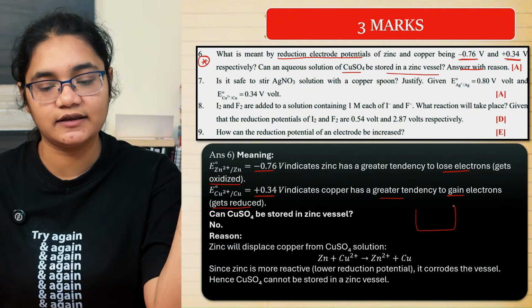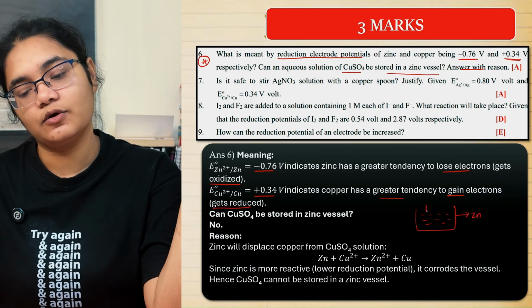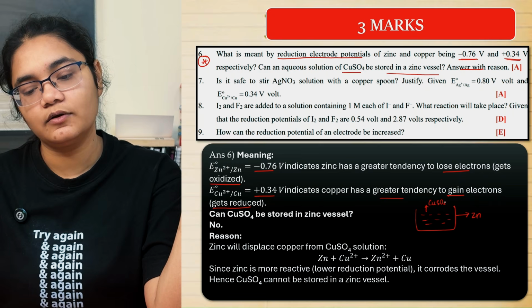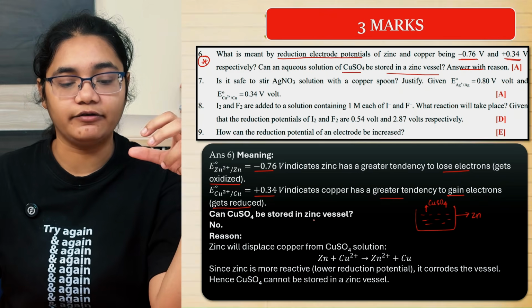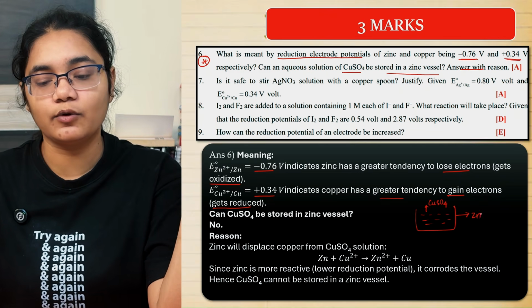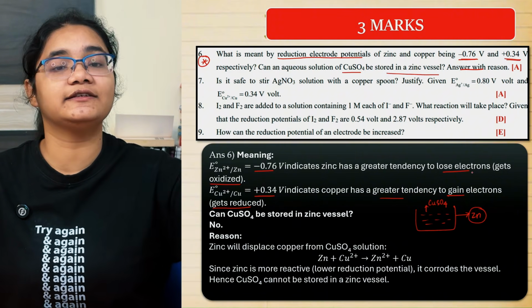Okay, you have a zinc vessel made up of zinc and here you have what solution? Copper sulfate. Okay, now see what is the tendency of the copper? Copper has a higher tendency to get reduced, right? Now see zinc, that means what? Zinc has a tendency to oxidize. Okay, zinc has more tendency to get oxidized.